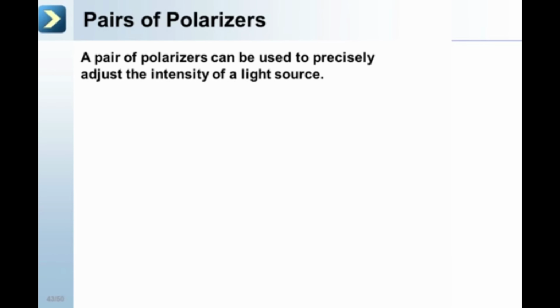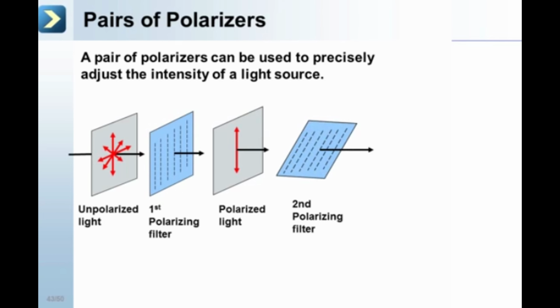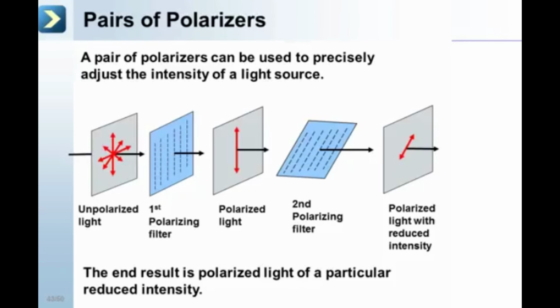Pairs of polarizers. A pair of polarizing filters can be used to precisely adjust the intensity of a light source. With these two filters, we can arrive at just the amount of light that we would like. The end result is polarized light of a particular reduced intensity, depending upon how we orient the filters.